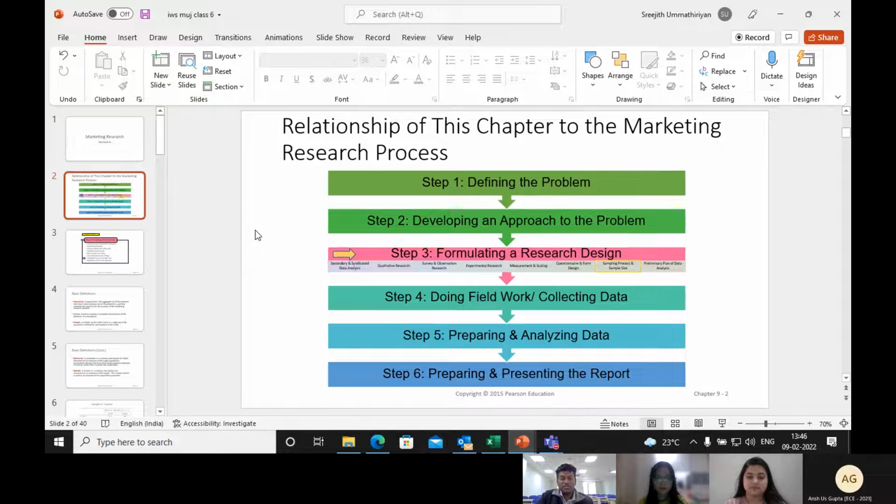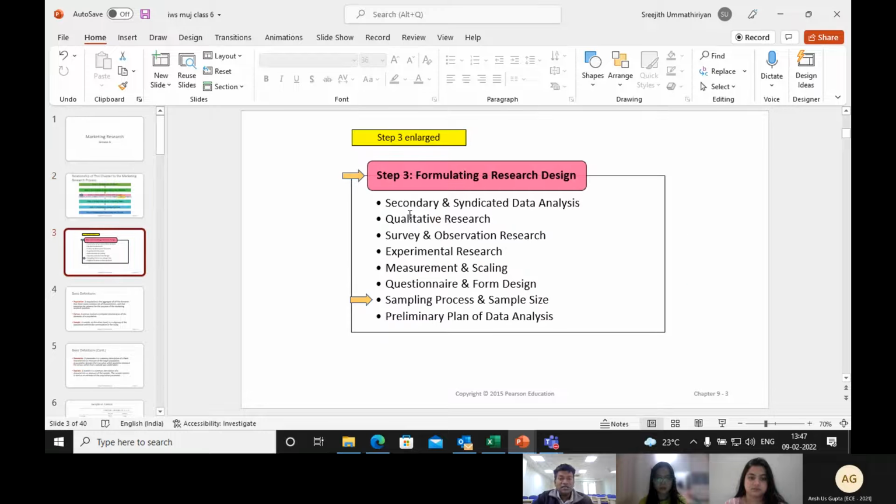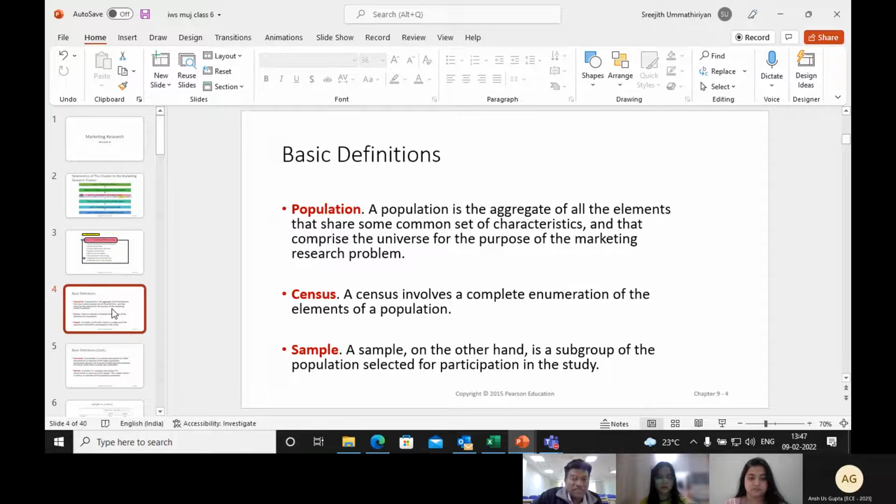So far we've dealt with problem definition and developing an approach to the problem. We're currently looking at formulating a research design. The field work step and collection of data are going to be done by you next week, and preparation and analysis of data will follow after that, and then final submission of the report. Under formulation of research design, we've looked at secondary and syndicated data analysis, qualitative analysis, survey and observation research, experimental research, measurement and scaling, questionnaire and form design. And now in this session, we'll look at sampling process and sample size. So we'll look at the basic definition first.